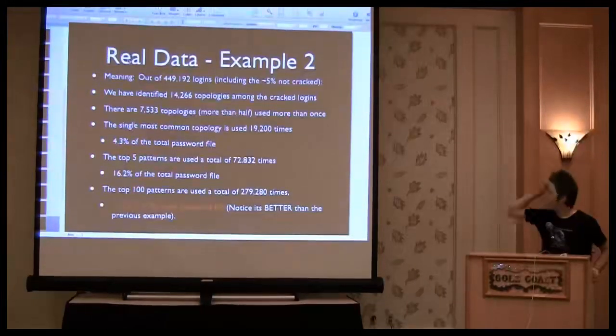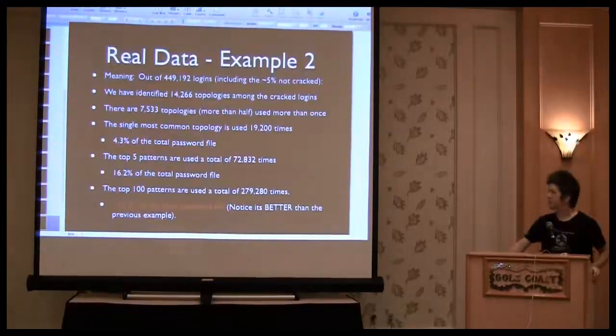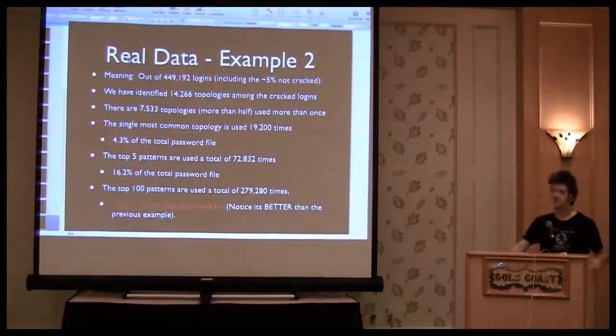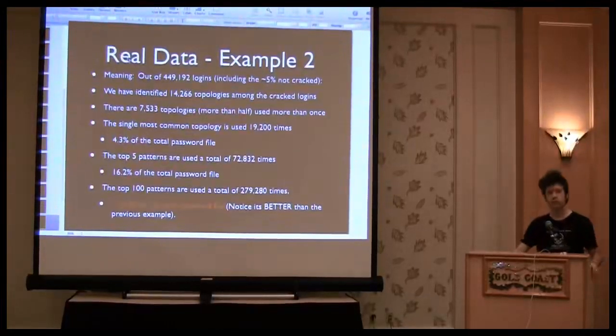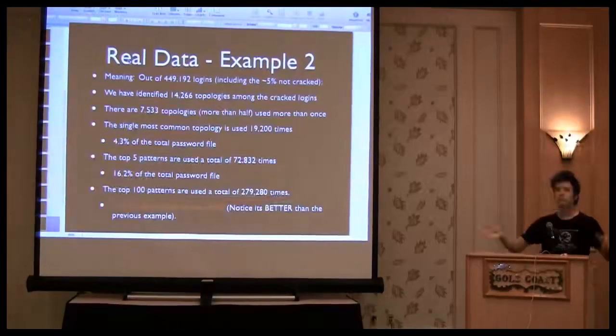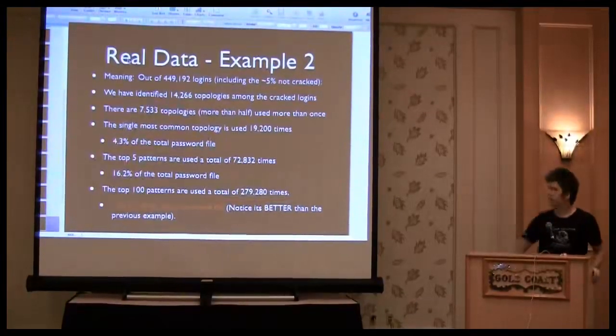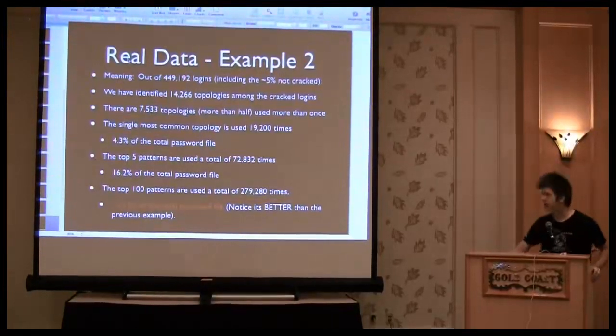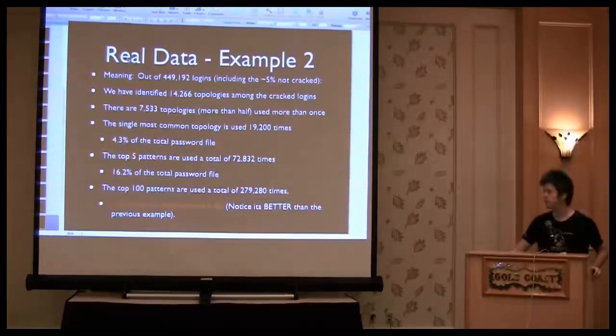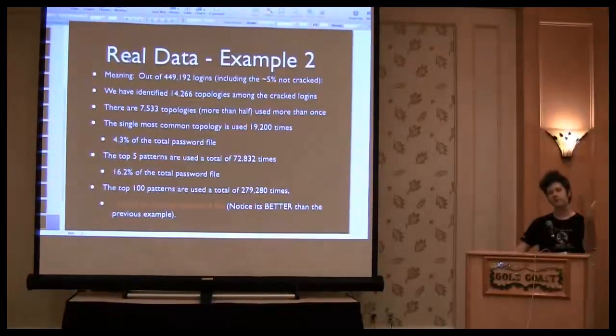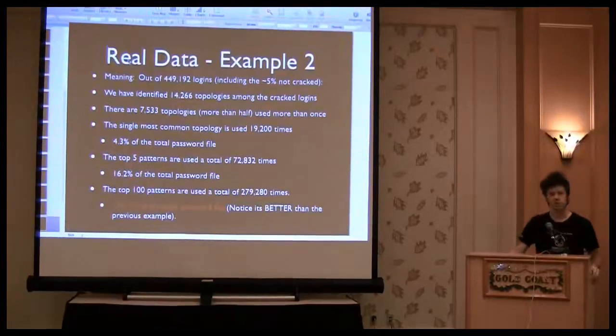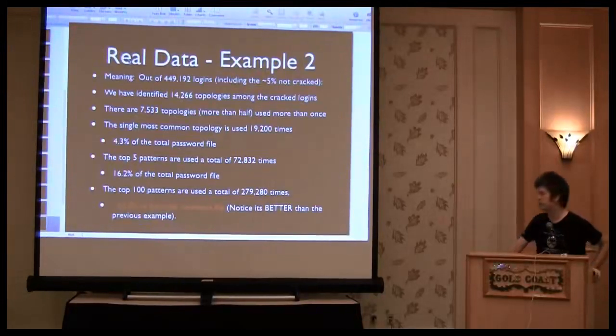Out of the 449,000, we got 14,000 topologies. About 7,500 were used more than once, so obviously they're useful. The single most popular pattern cracked 4.3%. That's less than the other example, so we're going somewhere. The top 5 patterns were used 72,000 times, which is 16%. So just by running 5 commands, I can easily crack 16.2%. Now remember, it's salted SHA, not NTLM, so I really need to use more strategery. I have to be smarter in my attacks.